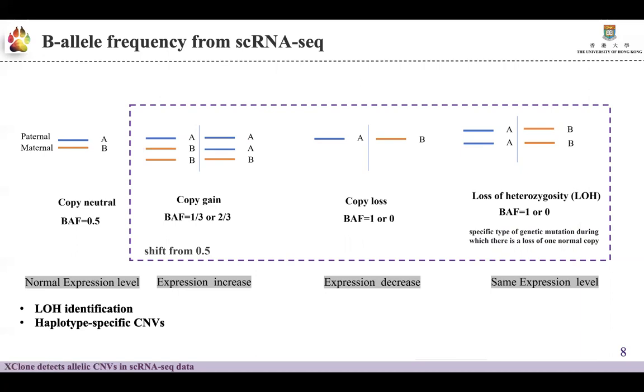So the B allele frequency is helpful in calling the important allele-specific mutation called copy neutral loss of heterozygosity in cancer. This kind of situation can be missed if based just on the expression profile. So combining the B allele frequency can enhance copy number variation calling in loss of heterozygosity detection and can more accurately detect the copy gain and copy loss.